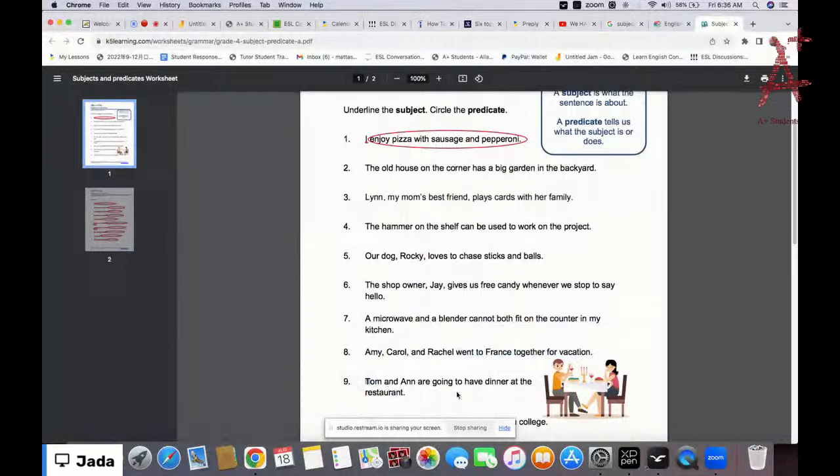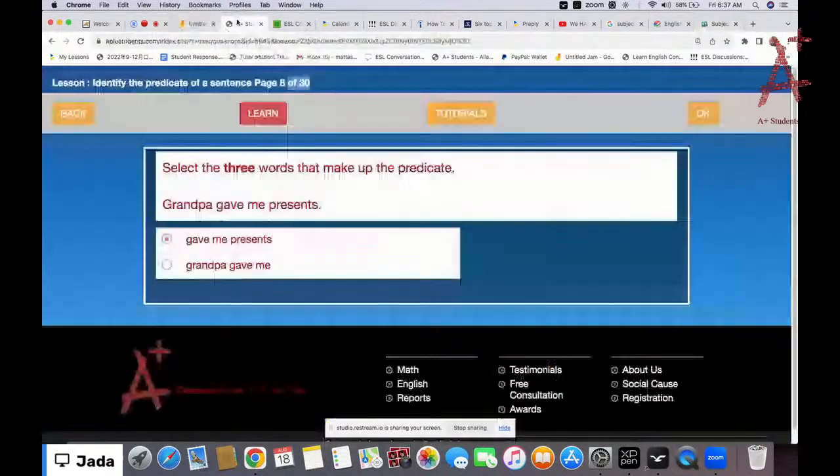Tom and Anne are going to have dinner at the restaurant. So Tom and Anne are what? The subject, right? Are going to have dinner at the restaurant. Yes, that's the predicate. Okay? So I hope that you do understand this. I hope that you understand this and you are clear with the lesson. All right? So let's just look at this for a while before we end.